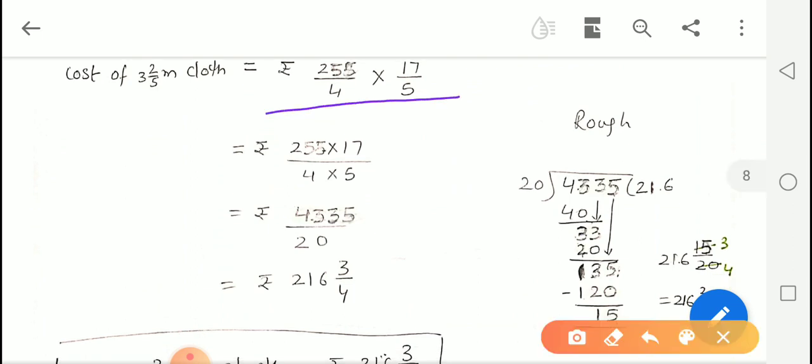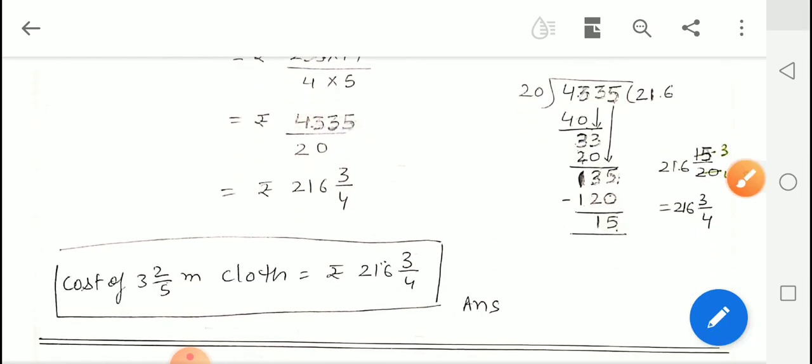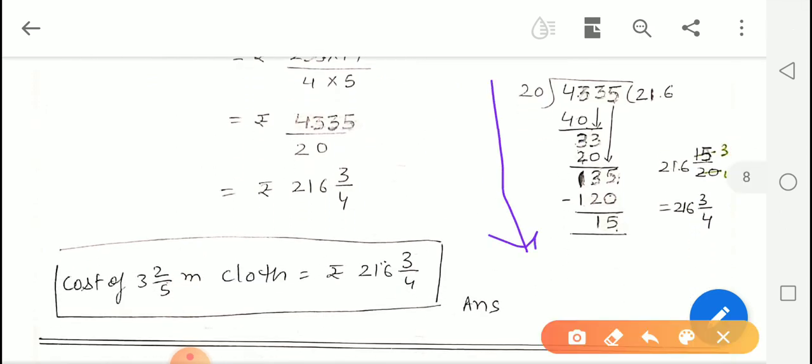After multiplying it, we will reach to this step. The numerator is multiplied by numerator, we will get this step. And this is again an improper fraction. So in rough, we will convert this into a mixed fraction. Here we have done the calculation and we will get 216 and remainder is 15 upon 22.